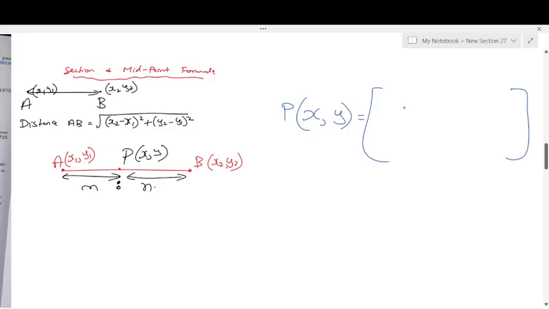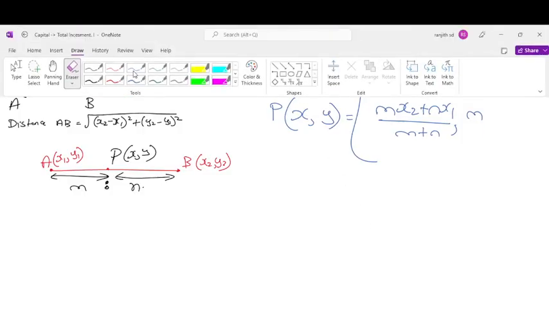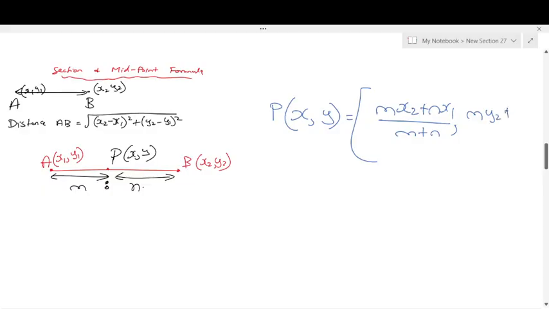What's the formula when m and n are given? m into x2 plus n into x1 divided by m plus n. Now tell me for y, m into y2 plus n y1 divided by m plus n. When the m and n values are given, you can use them. If m and n values are not given, what do you take as the ratio? M is to n, we take it as p is to 1. This is the section formula.